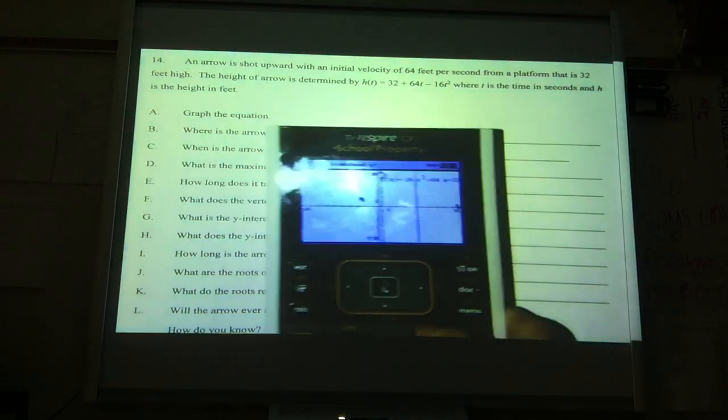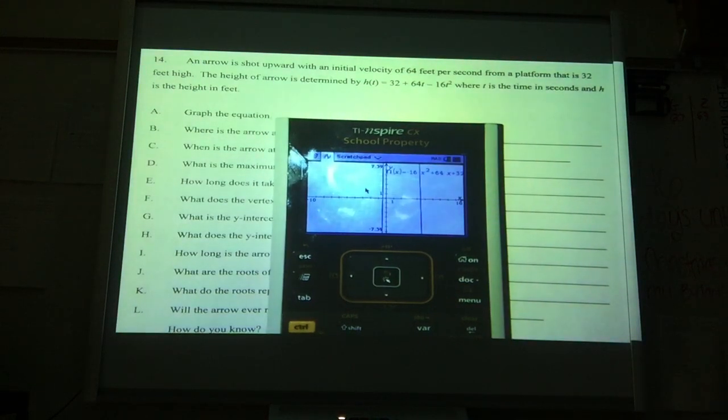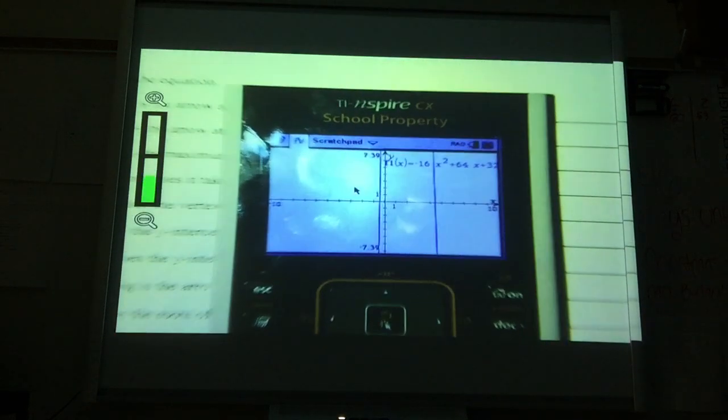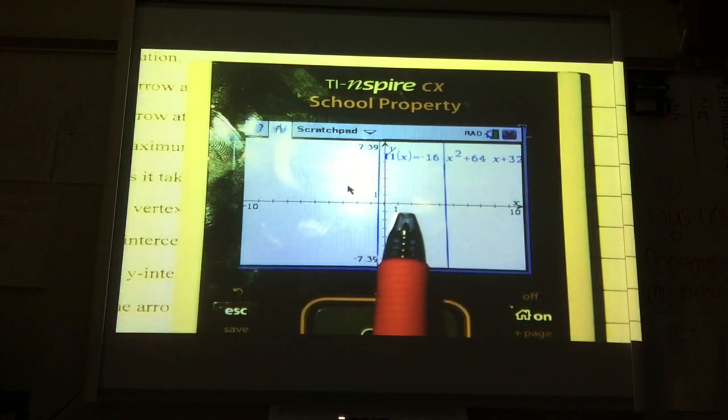All right, so I graphed it right here already. There's the equation. I typed it in this way. I put negative 16x squared plus 64x plus 32. This is what it looks like. Okay. Now the problem is I have no idea where the vertex is. I know it's somewhere right around 2. Maybe it is 2, but I'm not certain.